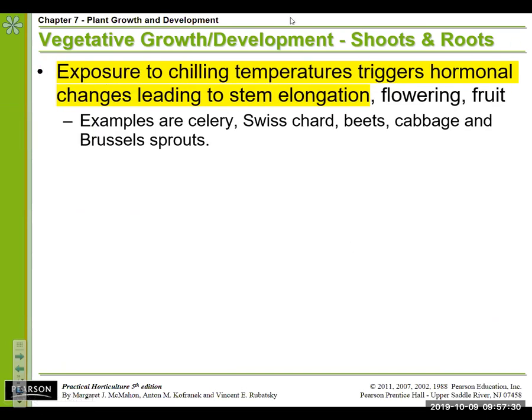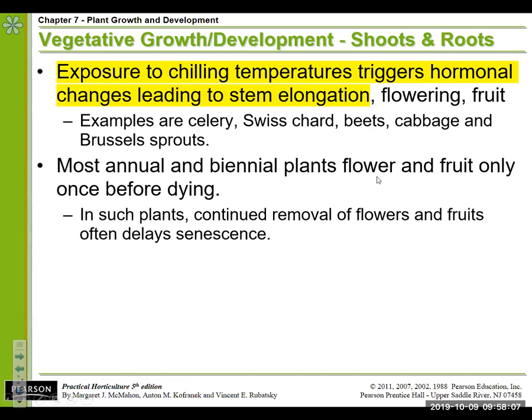So in a way, that's a different dormancy. It's the exposure to the chilling temperatures that triggers the hormonal changes that then the following year will lead to that stem elongation, the flowering, and the fruiting. So we think of celery, Swiss chard, beets, cabbage, Brussels sprouts. Those are all biennials. However, if we plant them really early in the spring and they go through a flush of growth, sometimes the summer will cause them to go dormant. And then they'll develop flowers later on in the fall. Usually that's not a good characteristic. That's not a type that we would want to save seeds from.